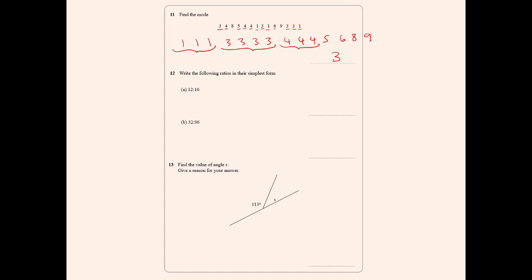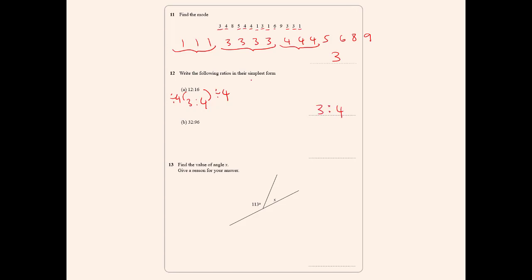Number 12, write the following ratios in the simplest form. When you get a question like this, it's always good to find the highest common factor and divide by that number. And if you're not sure, you can just divide by 2, if they are even numbers, until you get to the end. Okay, so you can see the highest common factor of these two numbers is 4. So divide this side by 4, divide this side by 4. That gives us 3 to 4. And 3 is a prime number, so we cannot divide any further, so leave it as 3 to 4.